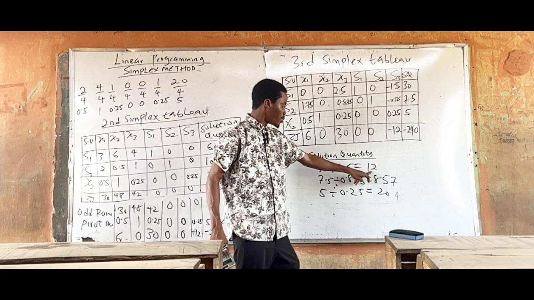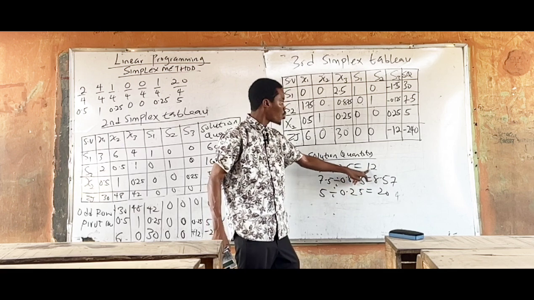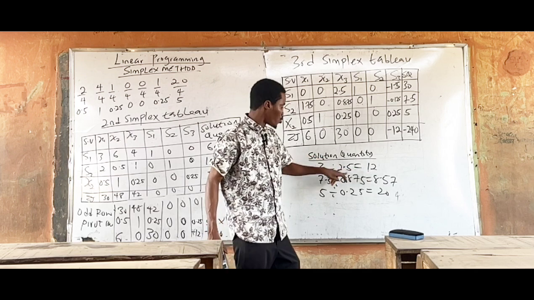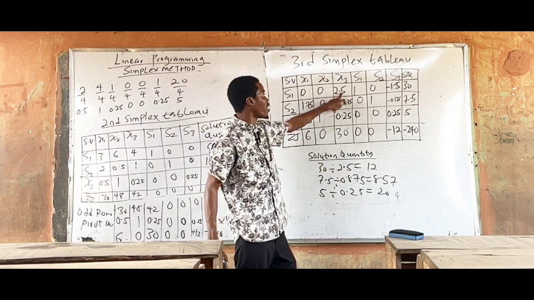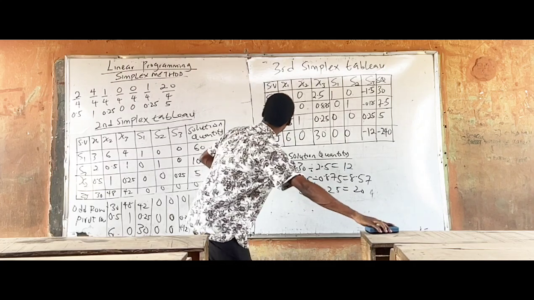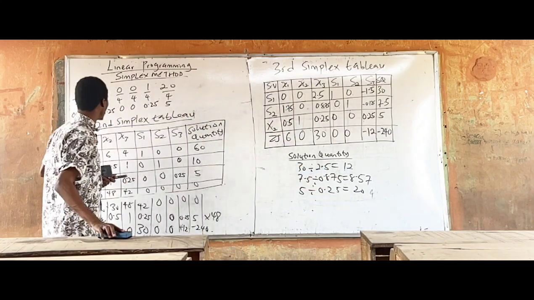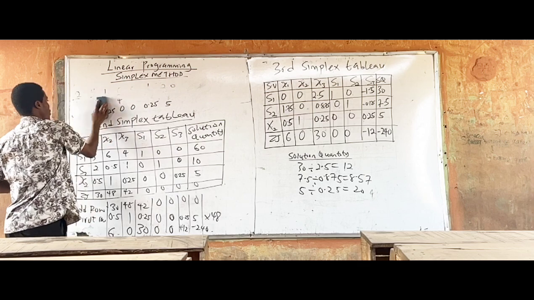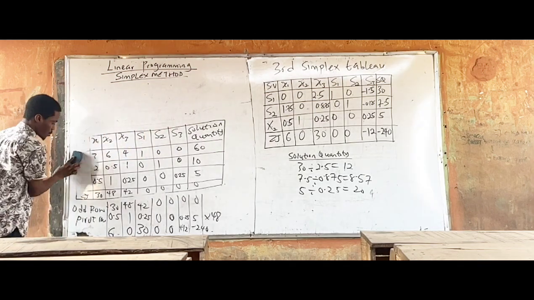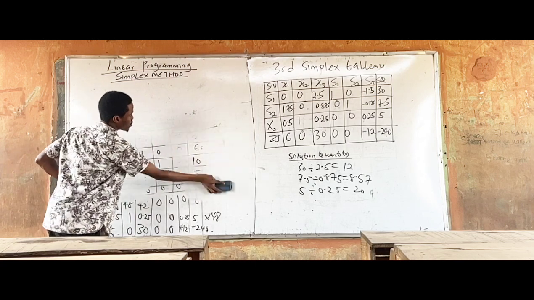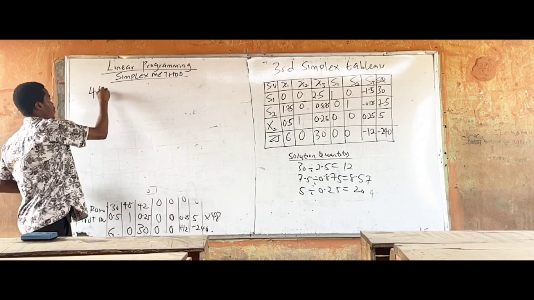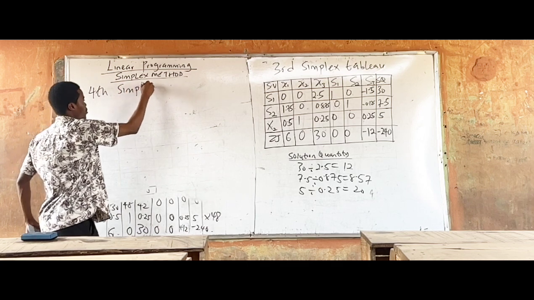So what is the least element that is there? 12. My least element is 12. So what did I divide 30 by that gave me 12? It is 2.5. So my 2.5 will be my new pivot element. So here I'm going to draw my fourth simplex table.